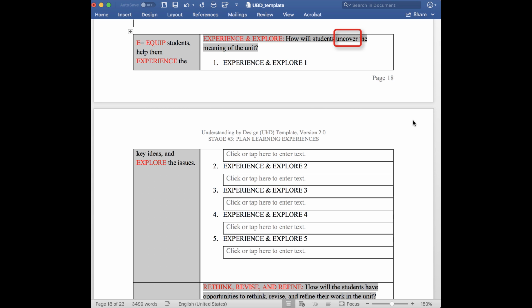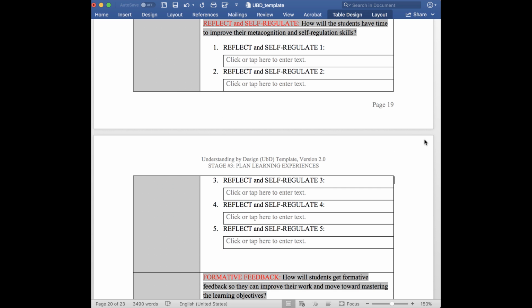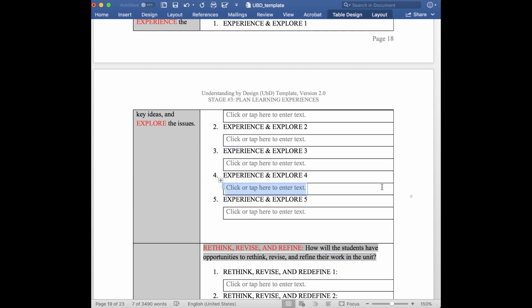Sometimes when it comes to teaching, people get focused on the content that they have to cover, how much of the textbook they can get through, or standards that they have to meet. But in this, we're talking about uncovering the meaning of the unit. So not just on a surface level, but for a deeper meaning. And again, back to that big idea, the ideas of transfer and understanding and meaning that we discussed in stage one and stage two. So that's experience and explore.